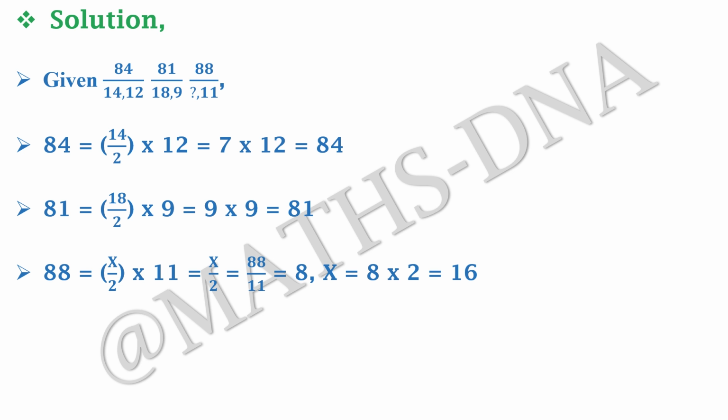Similarly, x upon 2 into 11. So here you get x upon 2 equals 88 upon 11, and that is equal to 8, which implies x equals 8 into 2, and that is equal to 16. So the correct answer is option D, 16.